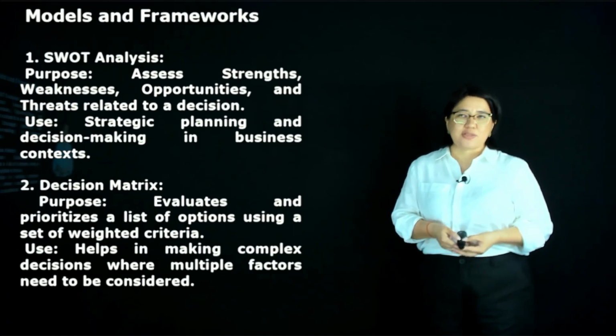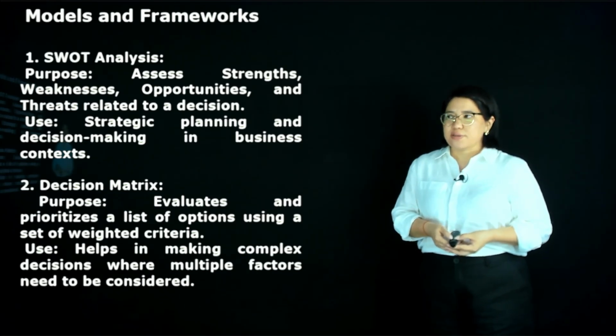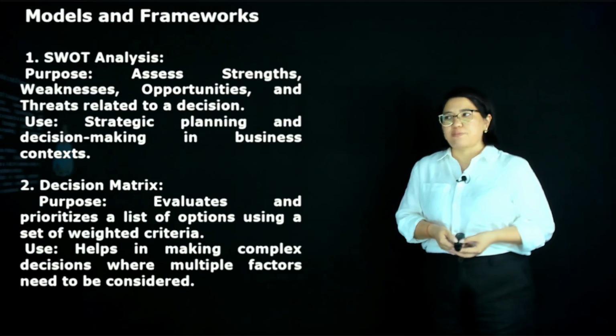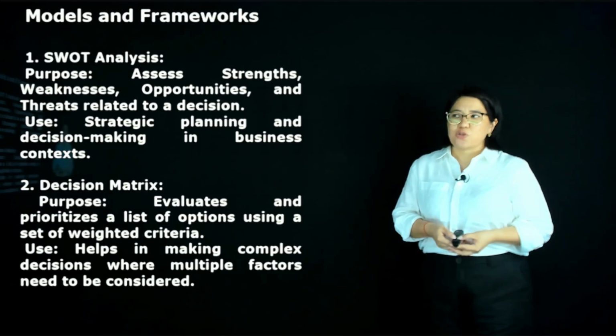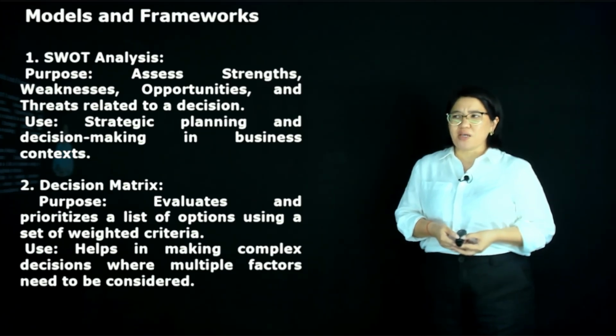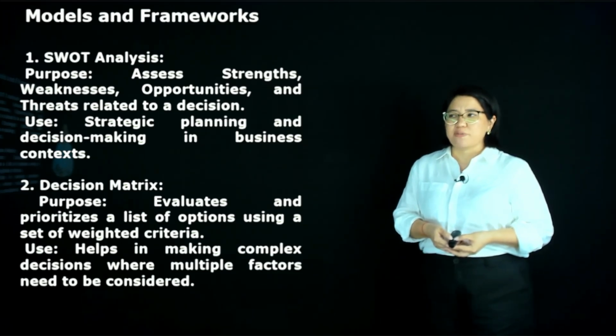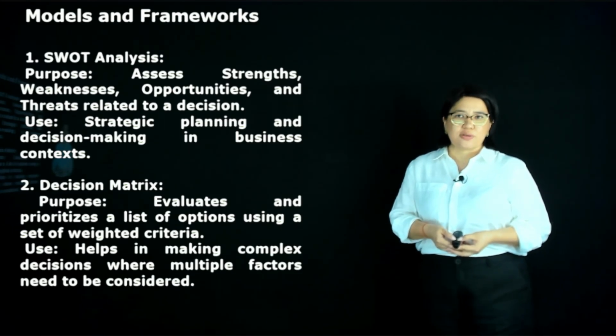It doesn't matter, but it's a very useful tool. The second one is the decision matrix. The purpose of this tool is to evaluate and prioritize a list of options using a set of weighting criteria. It helps in making complex decisions where multiple factors need to be considered.